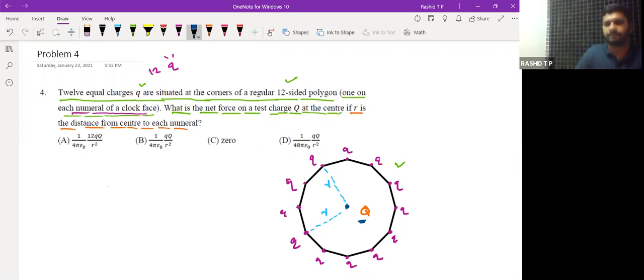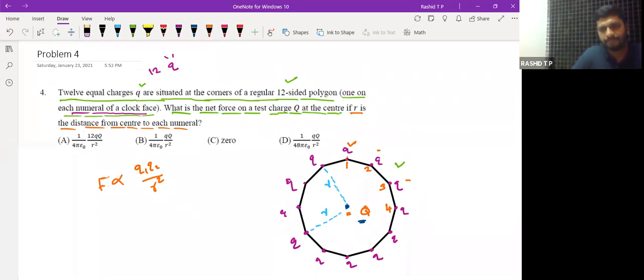This is very simple. While calculating the force, you just see the direction. The force is proportional to the product of the charges and inversely proportional to the square of the distance. Here, all the charges are identical. Suppose first we draw the force on this charge because of this small charge. Suppose you assume that this is a clock, here 1, 2, 3, 4, 5, 6.